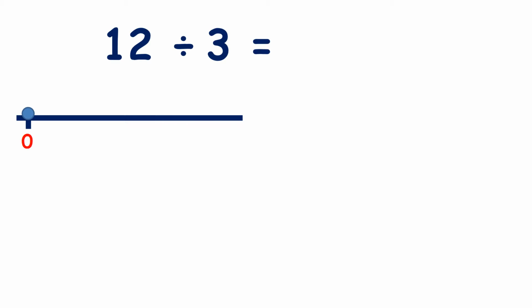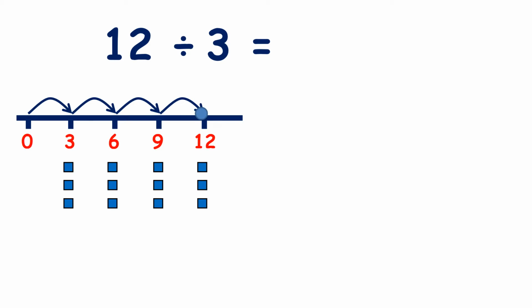Now dividing by grouping is what we're doing when we use a number line to divide, and this is very similar to using a number line to multiply. So we can count up in steps of our divisor, which is 3, until we get to our dividend, which is 12. So we can count up 3, 6, 9, 12, and then we look at how many jumps we've made. So we've made 1, 2, 3, 4 jumps, so 12 divided by 3 is 4.